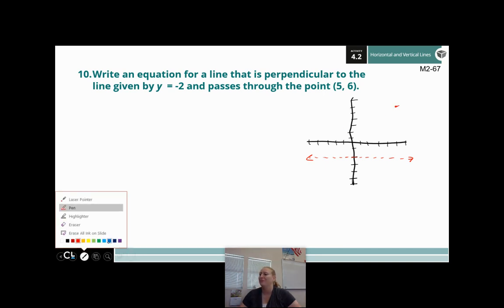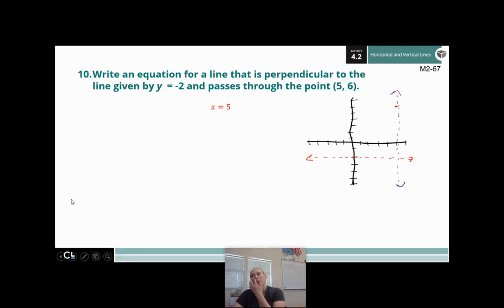I hope so. Oh, I want to use purple. I'm going to use purple for my answer. Now it needs to be perpendicular to this guy, so it's got to be going up and down, and it has to go through that point. And you can see it hits the x-axis at 5, so that means the equation is x equals 5.